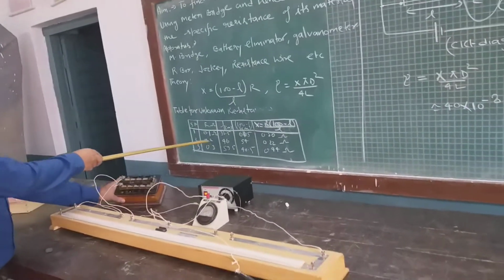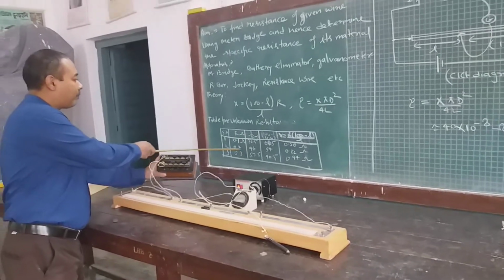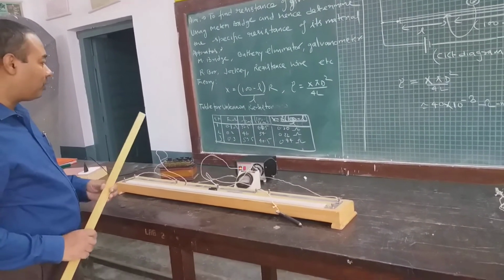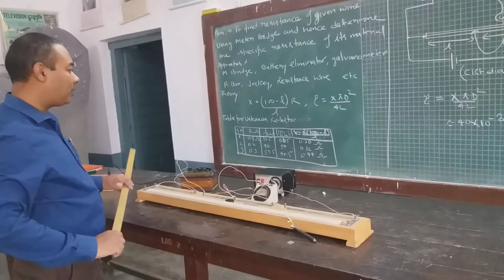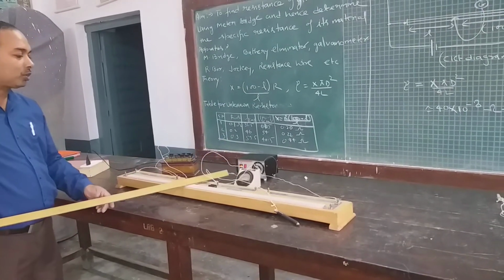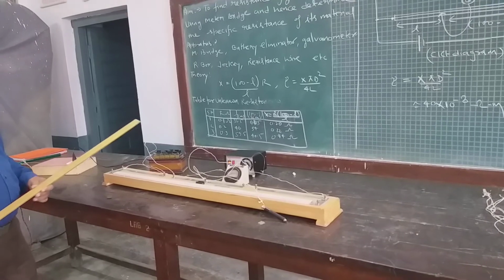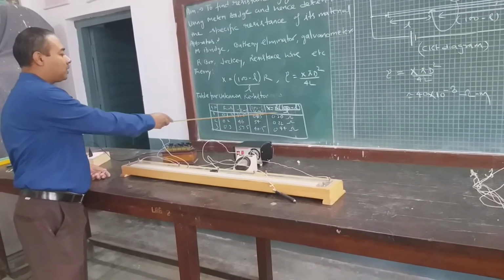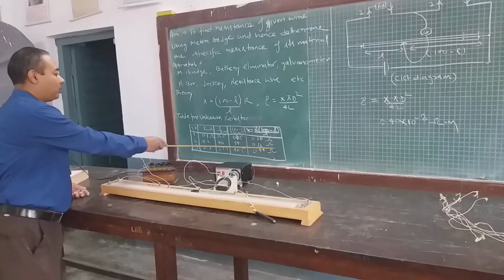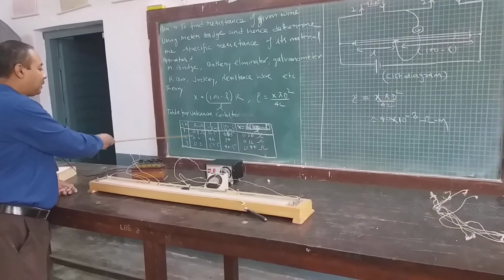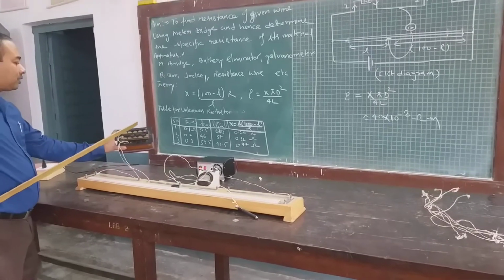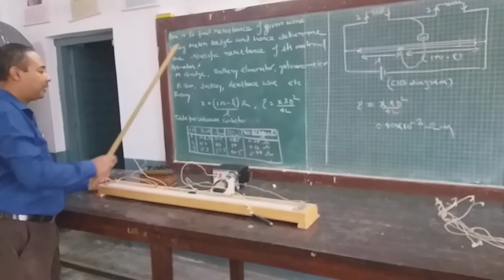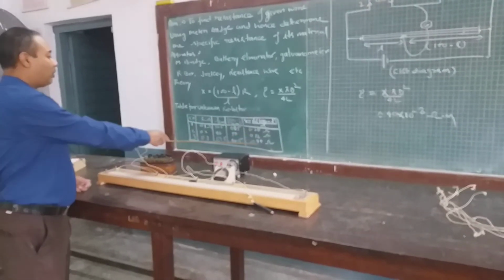Similarly, we will pick the resistance of 0.2 ohm. Once again we will repeat the same procedure, and we will find that at another length the galvanometer again will not show any deflection. Let that length be 46, so 100 minus L will be 54. Once again we will put the values and it will be 0.22 ohm. Now we will take another resistance from the resistance box, that is 0.3 ohm, repeat the same procedure and find out the value of X.